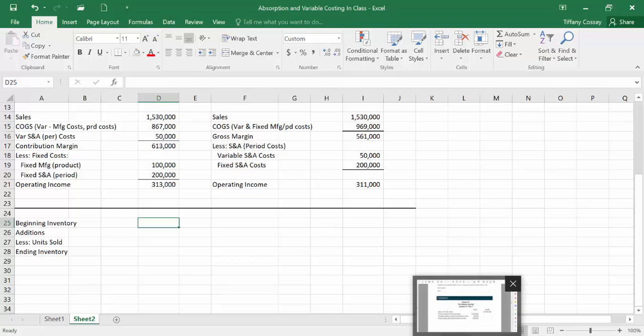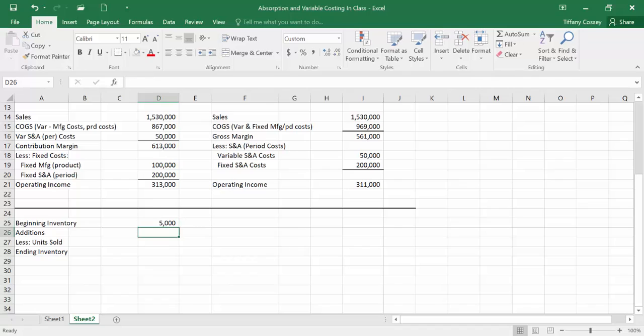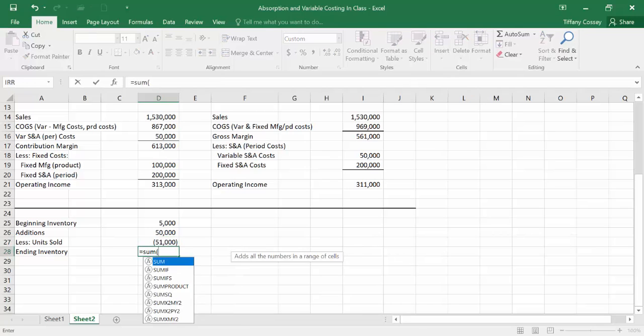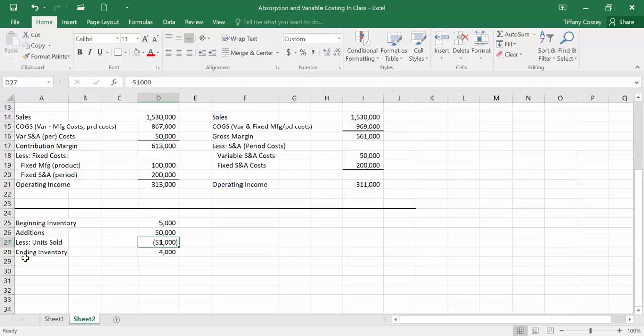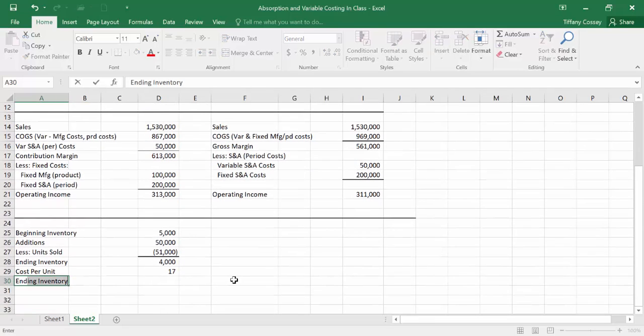So the beginning inventory we can find if we go to our balance sheet from the end of last period. Because you remember what you end one period with, you begin the next period with. So as of December 31st, year 6, or January 1st, year 7, we had inventory of 5,000 units. And it said that we manufactured 50,000 units this period, and we sold 51,000 units. So that must mean that we have ending inventory of 4,000. And then I'm just going to multiply that by my cost per unit. I'm going to pull that down from up here. And that will give me my ending inventory.